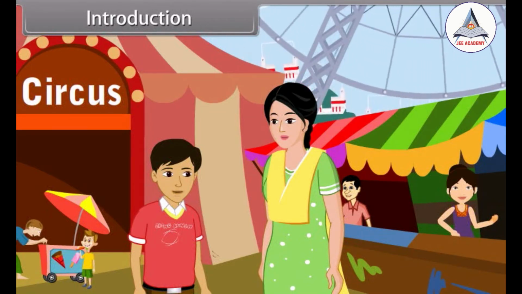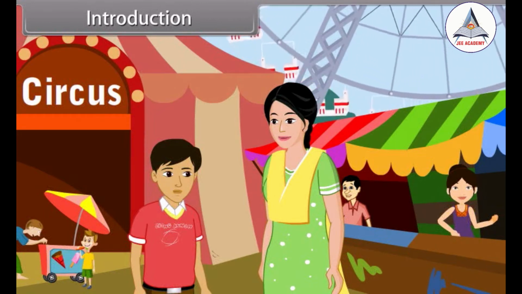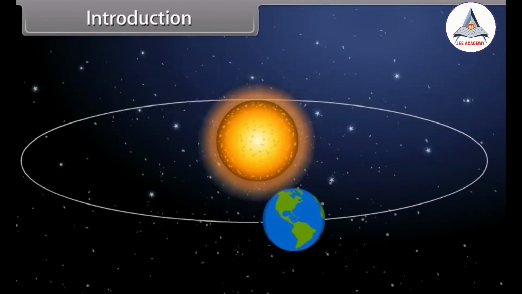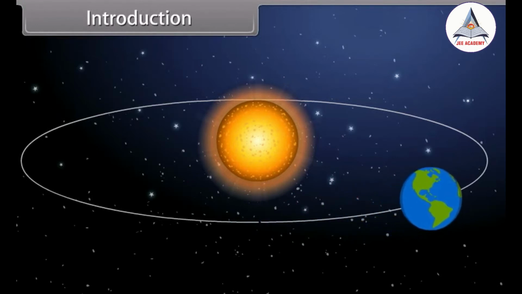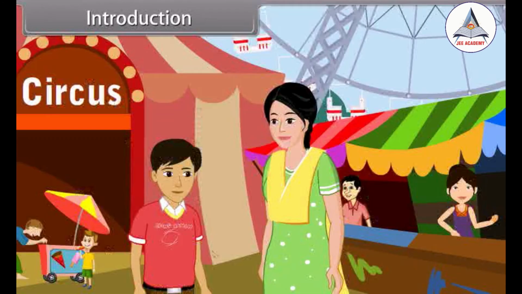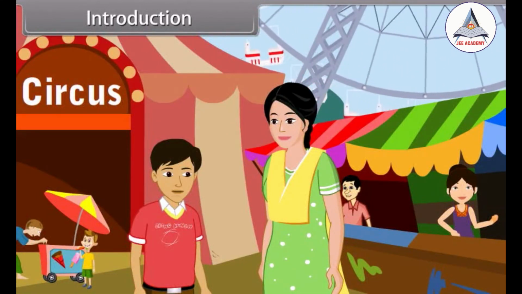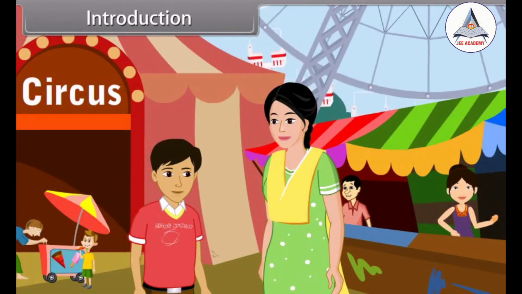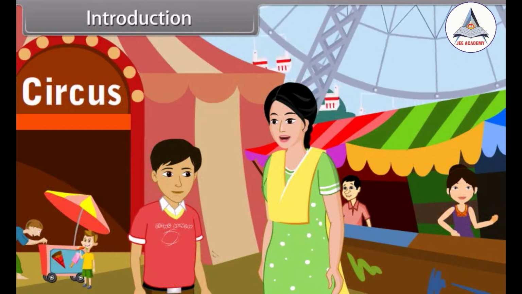But I am not in motion. Even if you appear to be standing still, the earth is moving around the sun and the sun is moving around our galaxy. Mom, I want to know more about motion. Please tell me. Okay, let's go home. I will teach you about motion.